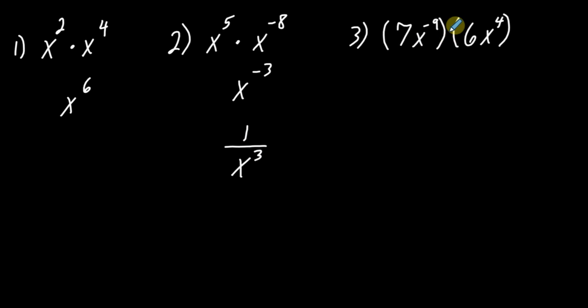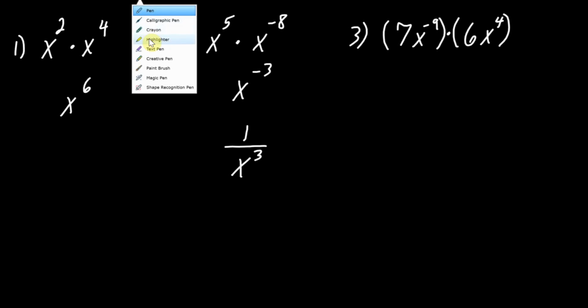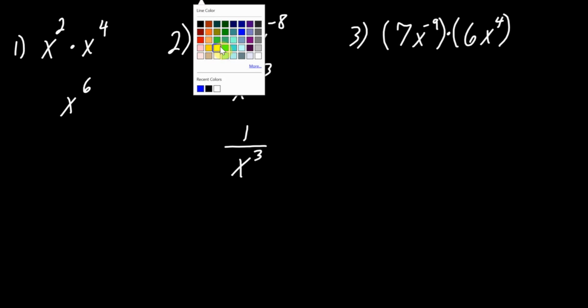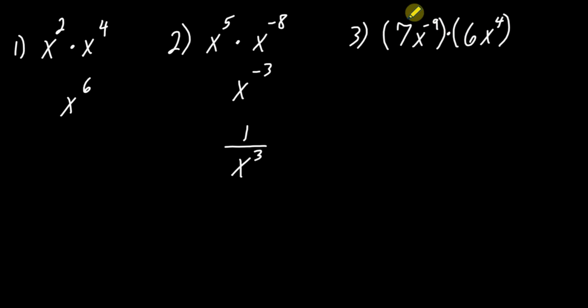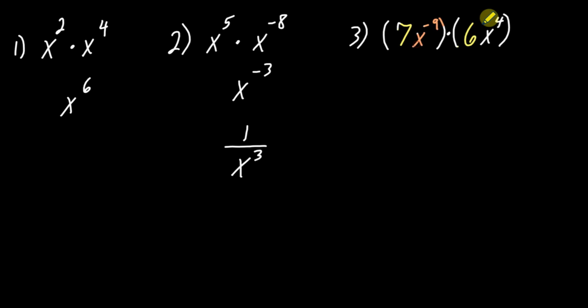Again, there's no symbol here, right? So that means multiplication. So we're going to do the 7 times the 6. So let's do this to show what I'm doing here. It's all multiplication, right? I can multiply in any order I want. So I'm going to take the 7 times the 6. And then I'm going to do the x to the negative 9th times the x to the 4th.